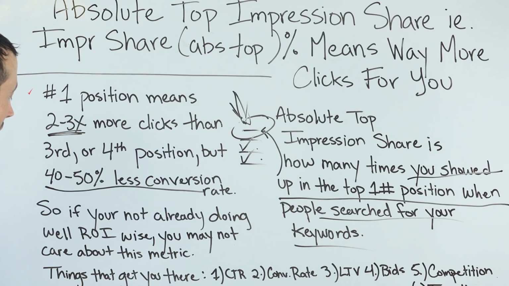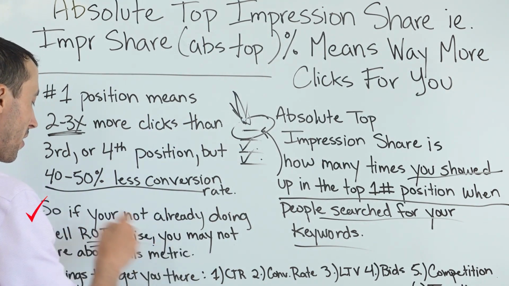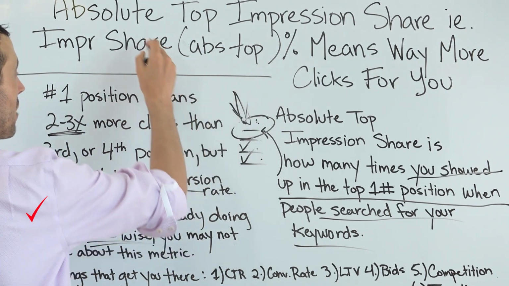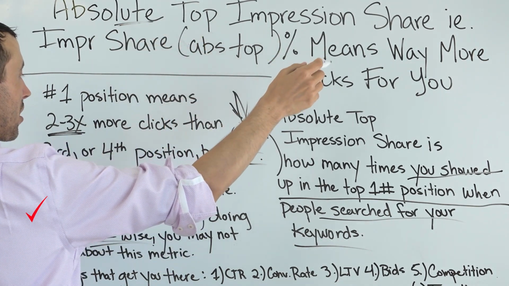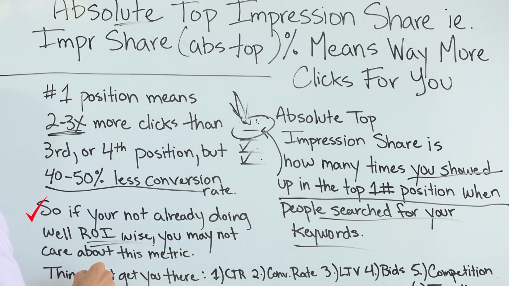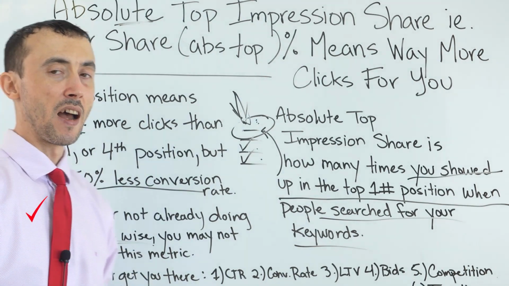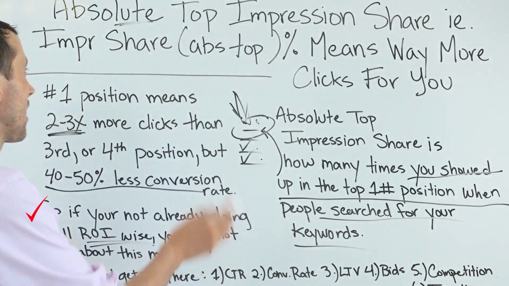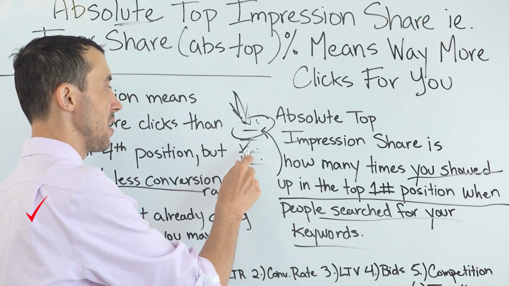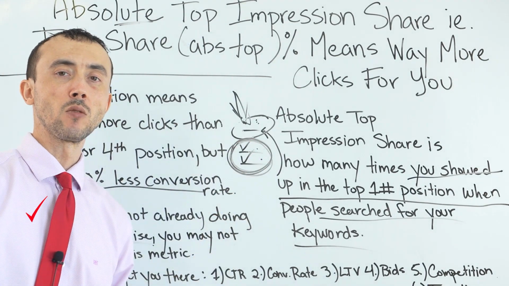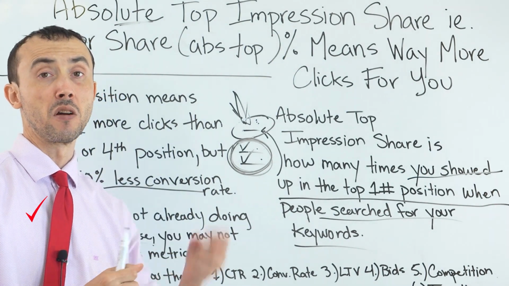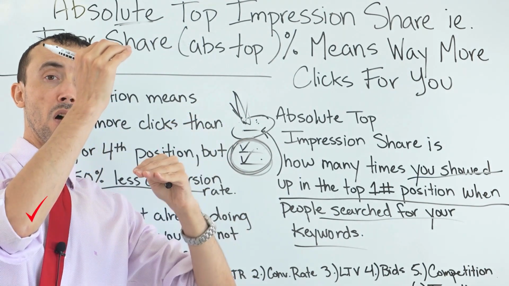So if you're already doing well ROI-wise, above average, or above the mark you need to be, you may care a lot about absolute top impression share, because you want to aim for 100% absolute top impression share. If you're not doing above average ROI, you're struggling, you're not getting the ROI you want, then this absolute top impression share metric is irrelevant to you. You want to be in the third or fourth position, because that's where the best ROI is. See how this flips, depending on whether you're above the ROI you need to have or below it.